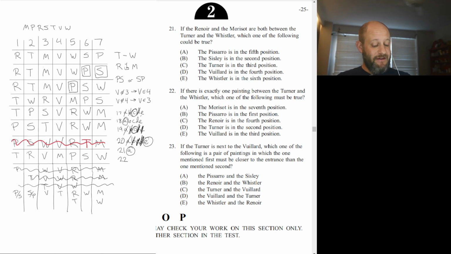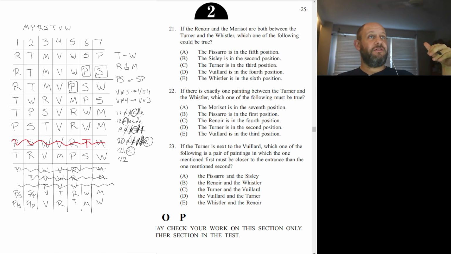then I might have more choices, but not really, because P and S have to be together, right? They can't go third and fourth. If they go second and third, V would go fourth, and then I'm screwed for R and M. So it means I think I still need P and S here and here, which forces R, M, V. But either way, those are my only two ways to get T and W split by only one.